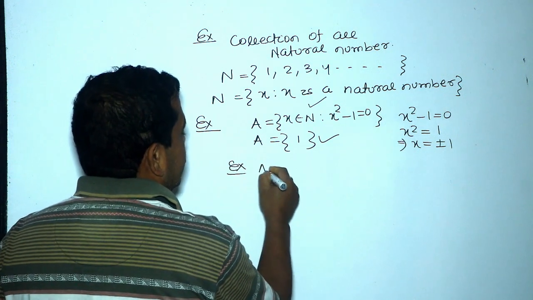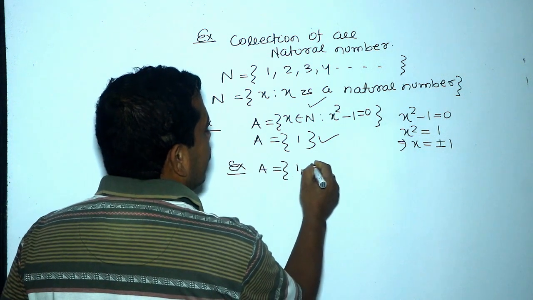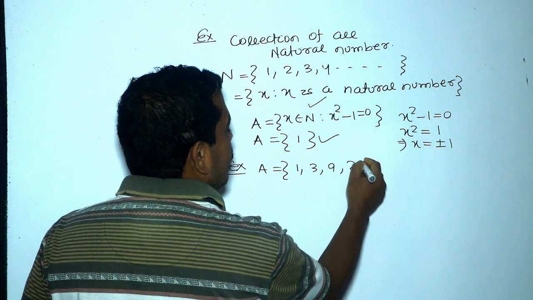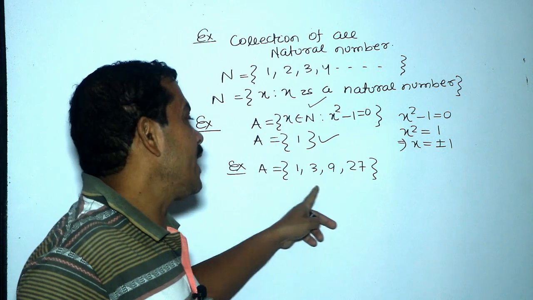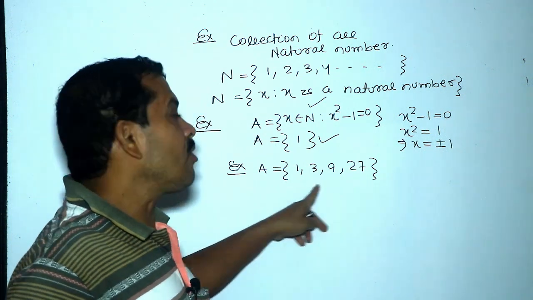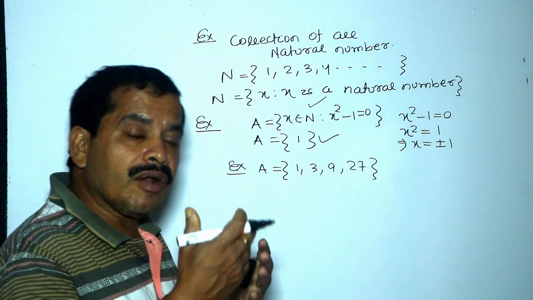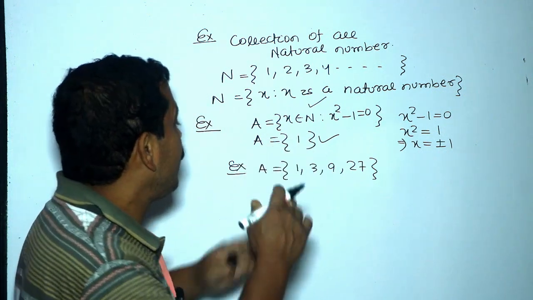Suppose a set A is 1, 3, 9, 27. This is the roster form of this set. We can convert this set into set builder form.